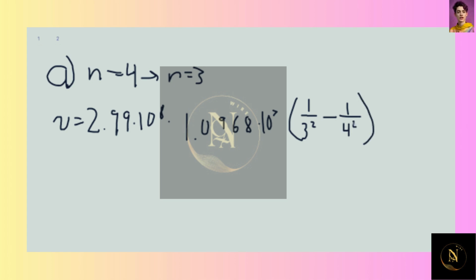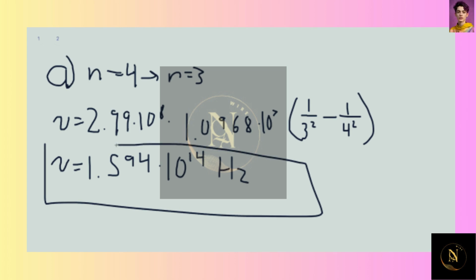And the reason we have 4 over here for n2, even though that's our initial state, is so that this number becomes positive. And we already know that we're emitting this energy. We know we're emitting this frequency because the transition goes from a higher state, n equals 4, to a lower state, n equals 3. So when we solve for this, the final answer is 1.594 times 10 to the 14th hertz. And that's the final answer for letter A.